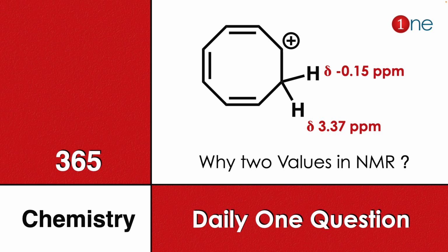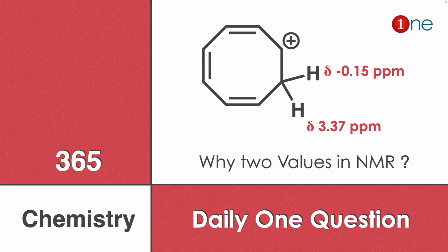Daily one question for you. Here the compound is given with 8 carbon atoms with conjugated double bonds and a cation, and 2 hydrogens. Those hydrogens have different delta values. One is 3.37, one is minus 0.15. You have to guess why there are two different values in the NMR.